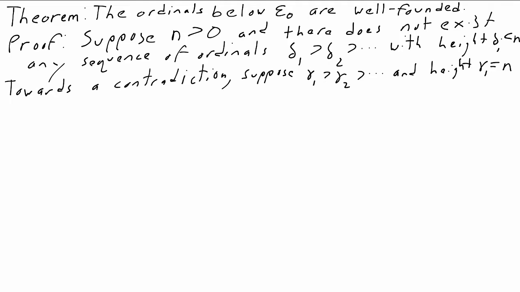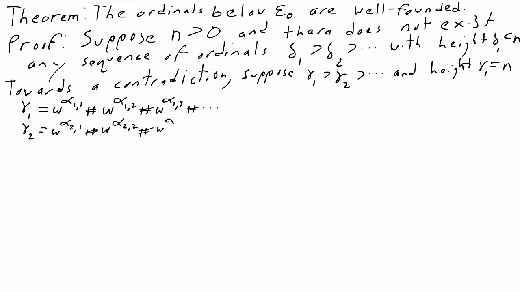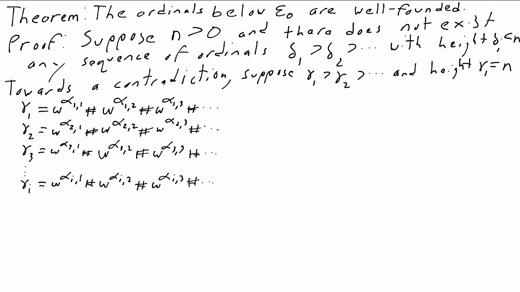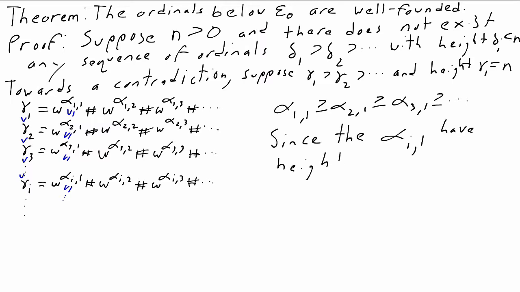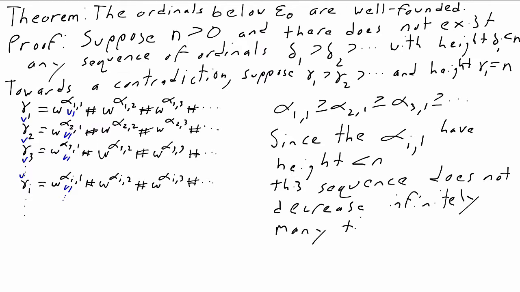Since all these ordinals have height n, which is bigger than 0, we can write them all as sums. And the idea is that we take this grid of terms and we look at the first term in each of the sums, the first column. Since the sequence of gammas is strictly decreasing, the first terms must be at least weakly decreasing. At each step, the first exponent either stays the same or decreases. But the exponents all have height less than n. So by the inductive hypothesis, the first term can't decrease infinitely many times, because that would give an infinite decreasing sequence of ordinals of height less than n, which is exactly what we know doesn't happen. So the first term must stabilize.